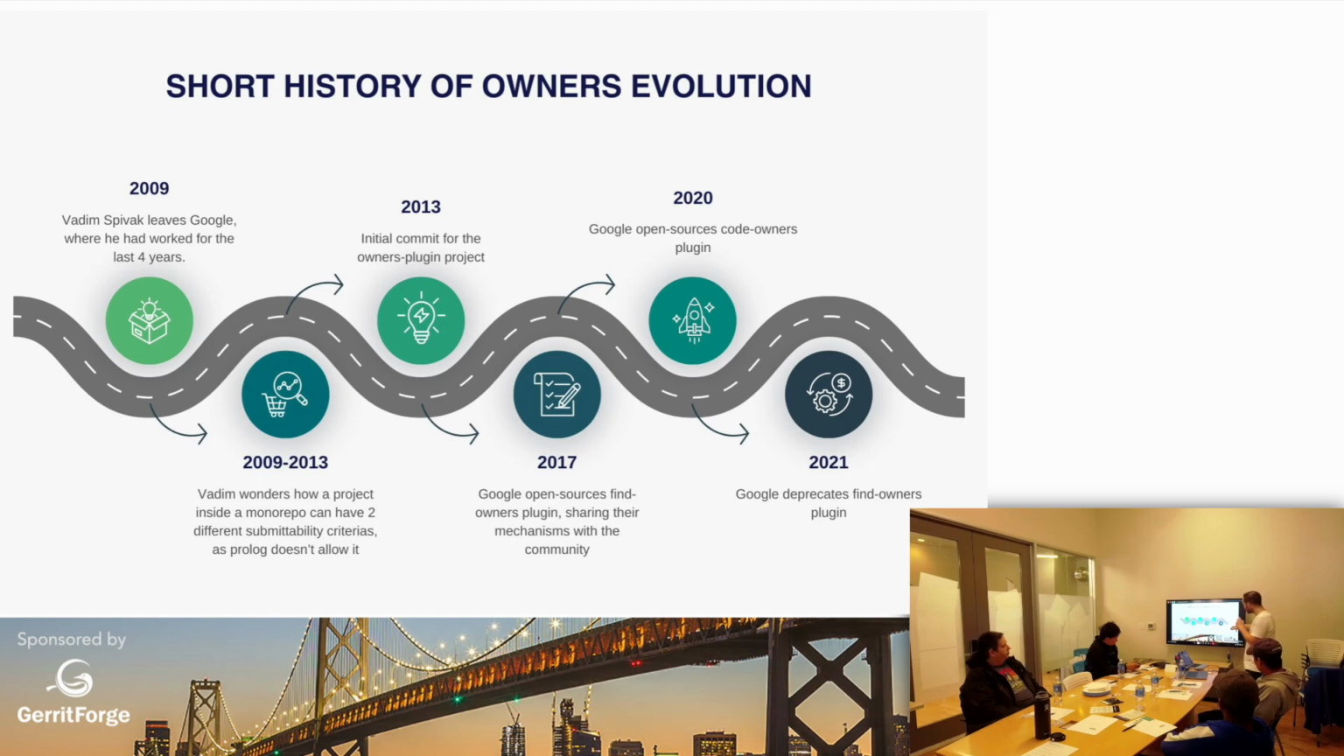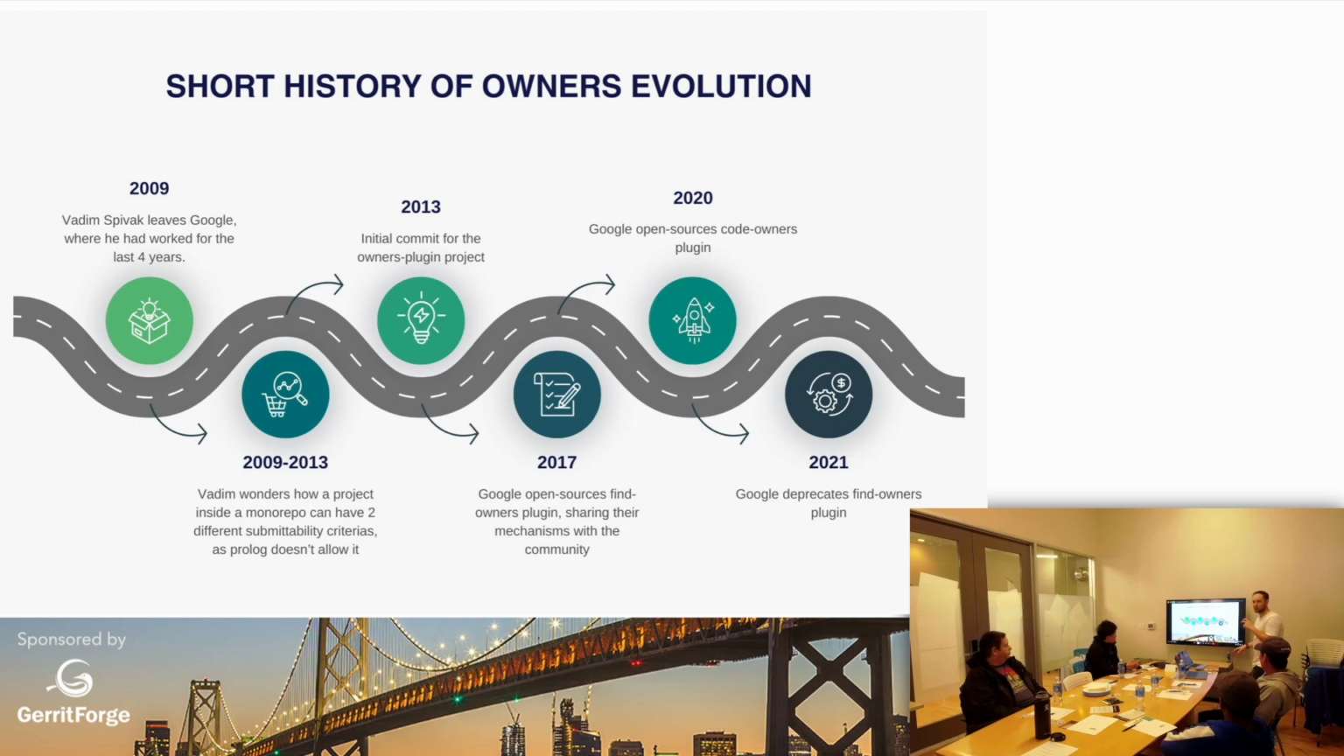In 2017, Google open sourced their own internal way of managing owners with a plugin called Find Owners, sharing their internal mechanisms with all of us. In 2020, they created a new plugin called Code Owners. I think it was Edwin that created the first commit. And then in 2021, they deprecated the Find Owners plugin.